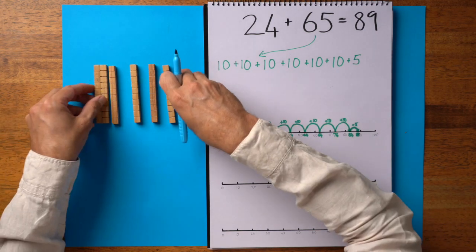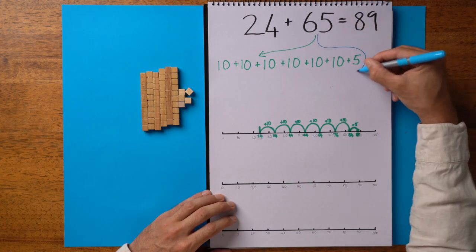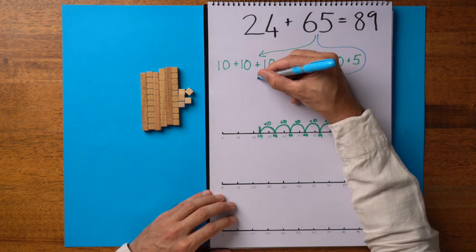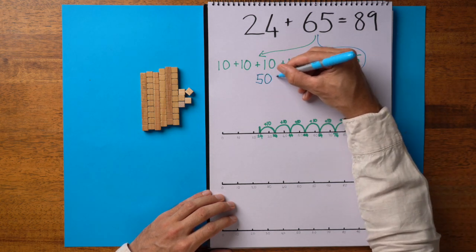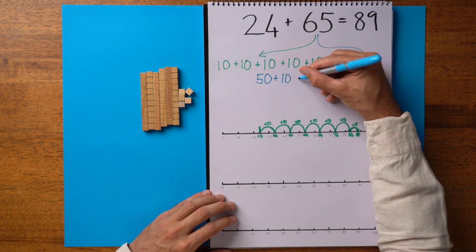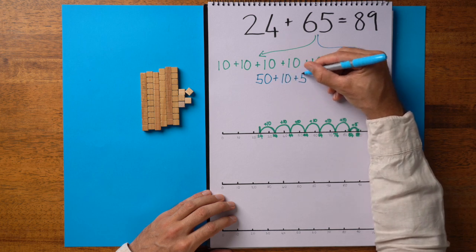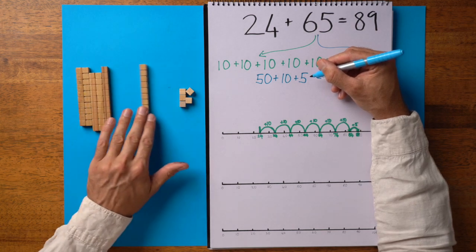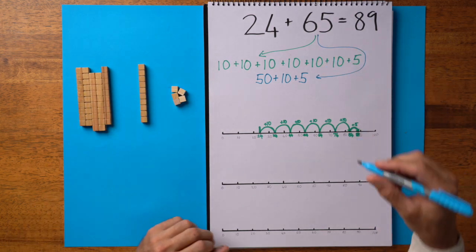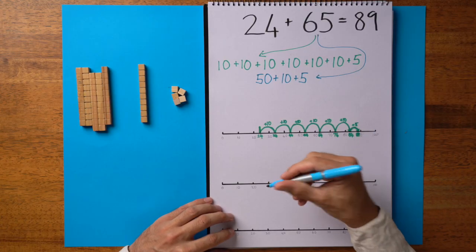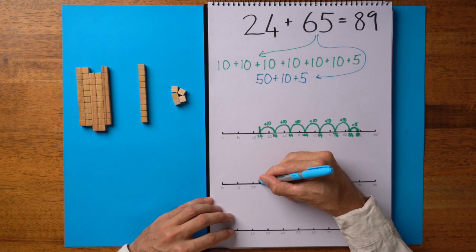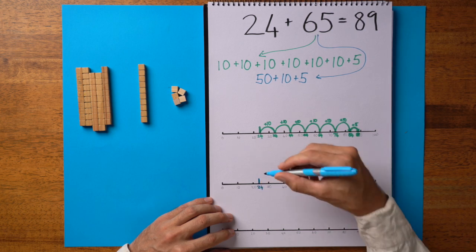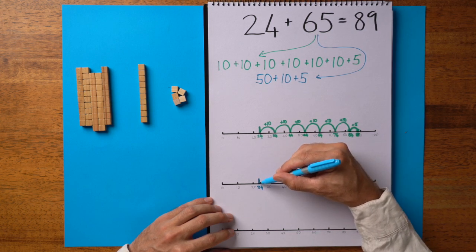We could put our 65 back together. We could break it up this way: 50 plus 10 plus 5. Once again, we find our starting point, which is again 24, just a little bit closer to the 20 than the 30. And then this time we're going to do a jump of 50.